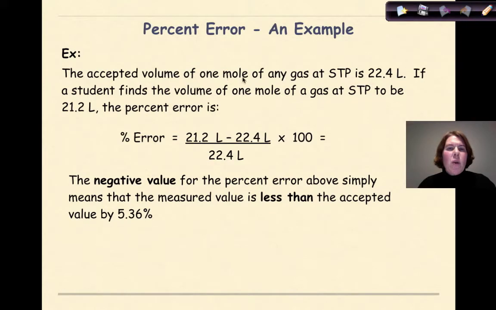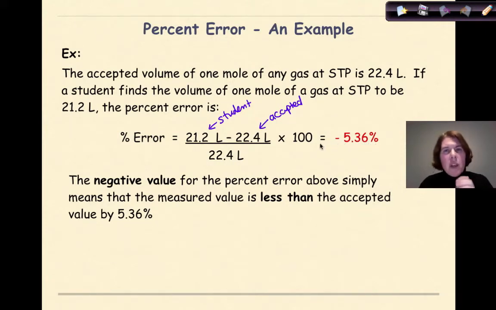The accepted volume of 1 mole of any gas at STP is 22.4 liters. If a student finds the volume of 1 mole of gas at STP to be 21.2 liters, the percent error is, all right, so we have our percent error formula. So percent error equals 21.2 liters, this is the student's measured value, minus 22.4 liters, this is our accepted value, divided by the accepted value of 22.4 liters times 100. If we work that out, we'll get negative 5.36%.